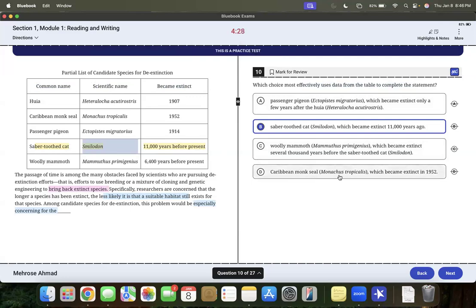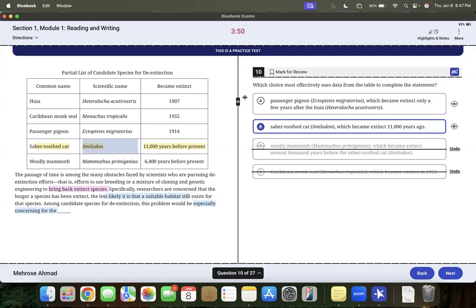Caribbean monk seal, which became extinct in 1952. So that's fact check. Caribbean monk seal, okay, correct scientific name, correct extinct date, but does that make sense for the answer choice for this question? No, because they're not the oldest. Woolly mammoth, which became extinct several thousand years before the saber-toothed cat. Okay, let's fact check. Woolly mammoth here, good. Mammuthus primigenius, that also matches. 6,400 years. Well, is that correct? No, because 6,400 years is not as old as 11,000 years before. So this is factually incorrect.